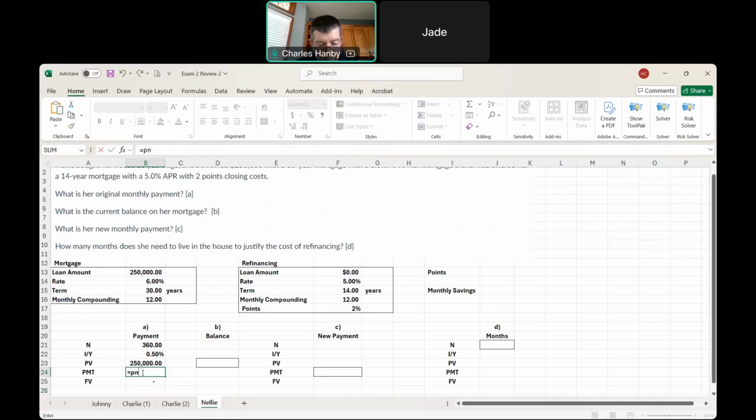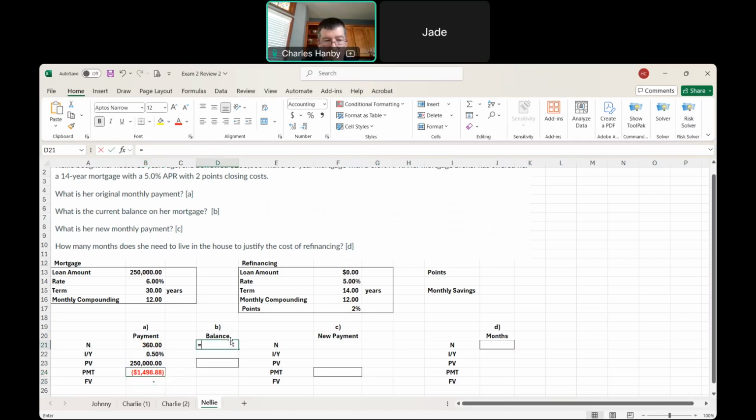Equals PMT. All right, so rate, comma, number of periods, comma, PV, and again, we don't have to enter a future value. So $1,498.88.